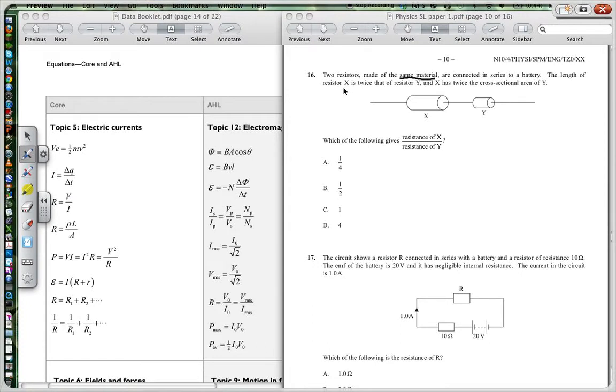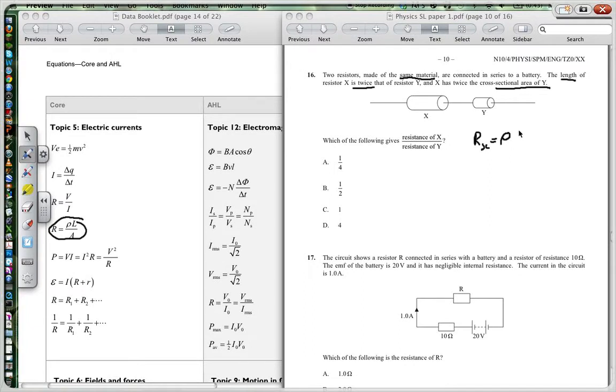The length of resistor X is twice that of resistor Y, and X has twice the cross-sectional area of Y. So which formula are we going to use here? We're going to use this one over here, where we're looking at the resistance of X. So the resistance of X will equal rho. Now this is the resistivity of the material. This depends on the material itself, so that's going to be the same for both X and Y.